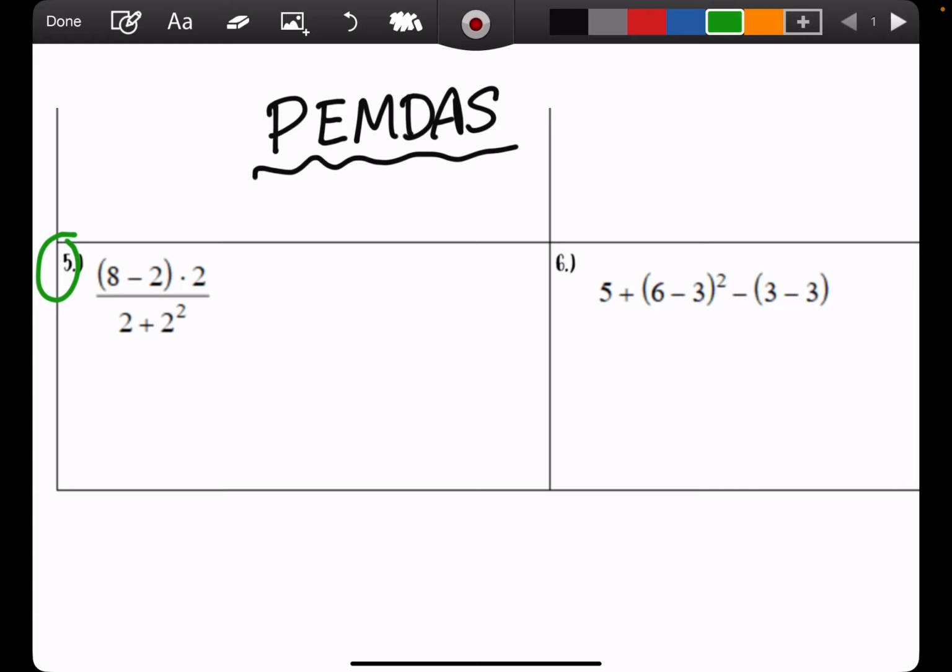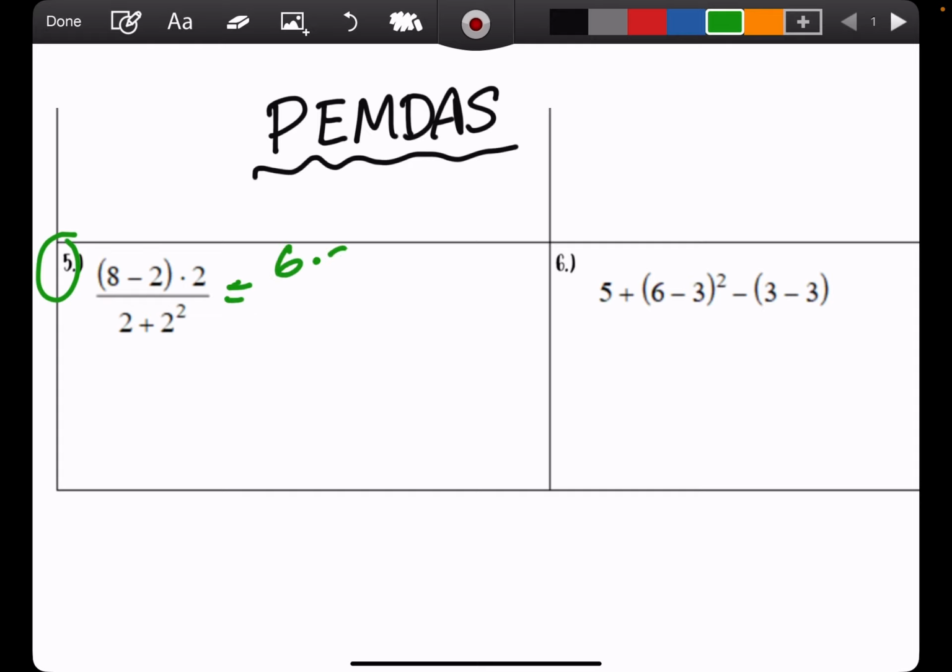So for number 5, we've got in parentheses 8 minus 2. We've got all that times 2, all of that over 2 plus 2 squared. So lots of operations going on here. Where do we start? We start with PEMDAS. We start with the P, which stands for parentheses. So in the parentheses, we have 8 minus 2, which is 6.